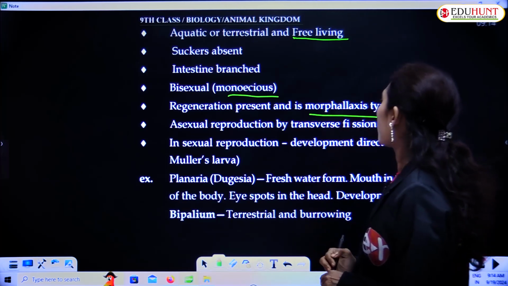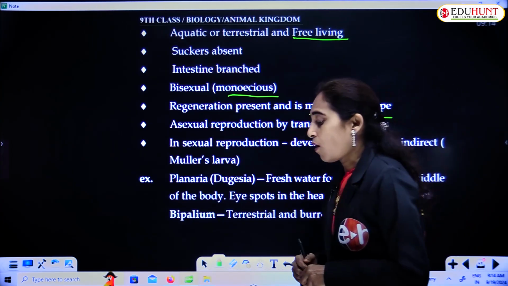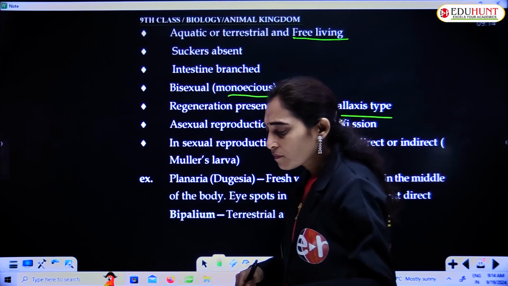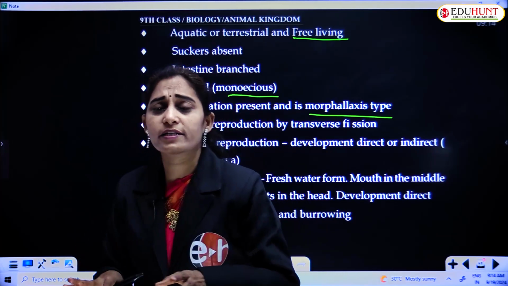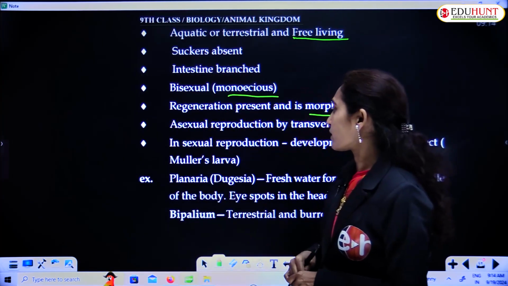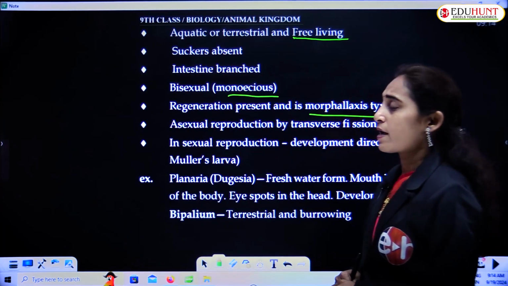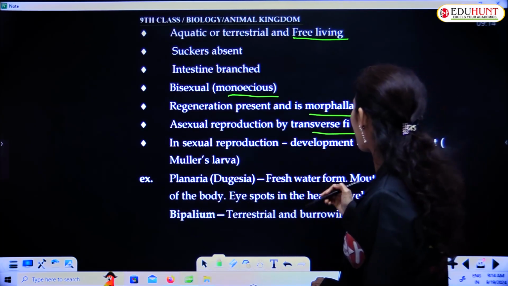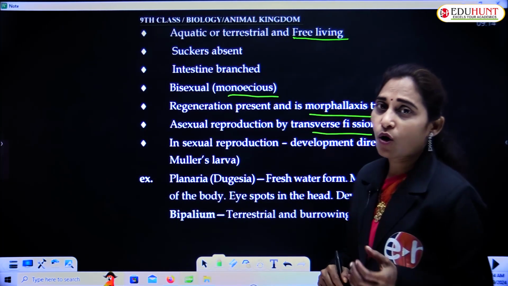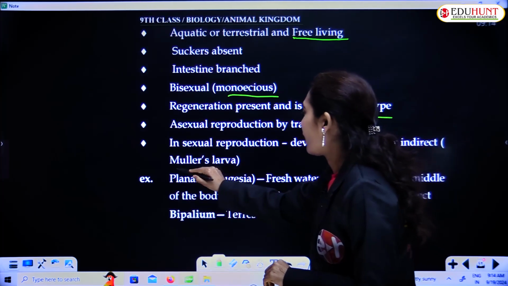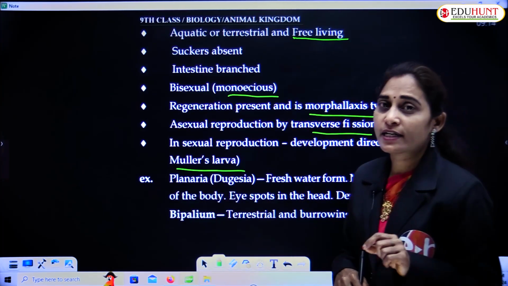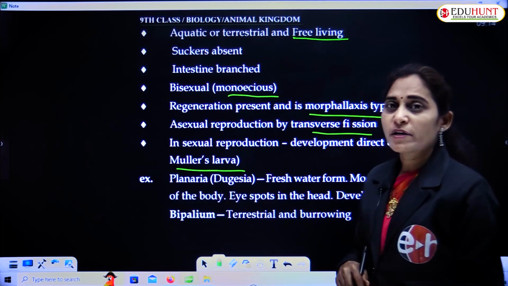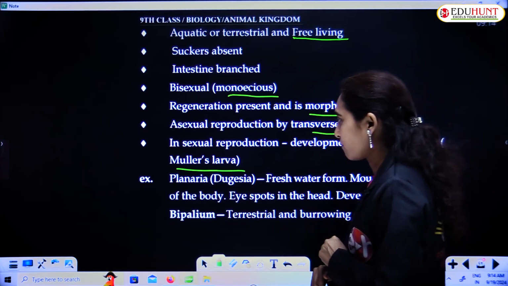It is morphallaxis. Morphallaxis means some cells rearrange themselves and show regeneration. Asexual reproduction is by transverse fission, and in sexual reproduction the development may be direct or indirect, and the larva is Muller's larva. In indirect development there is formation of a larva called Muller's larva.